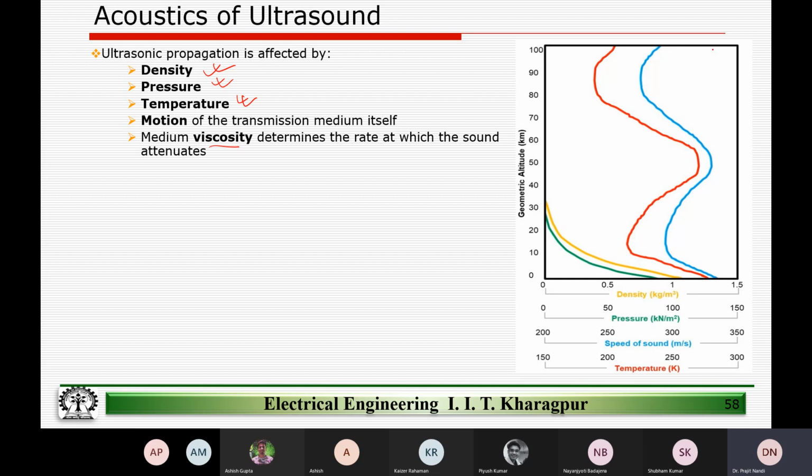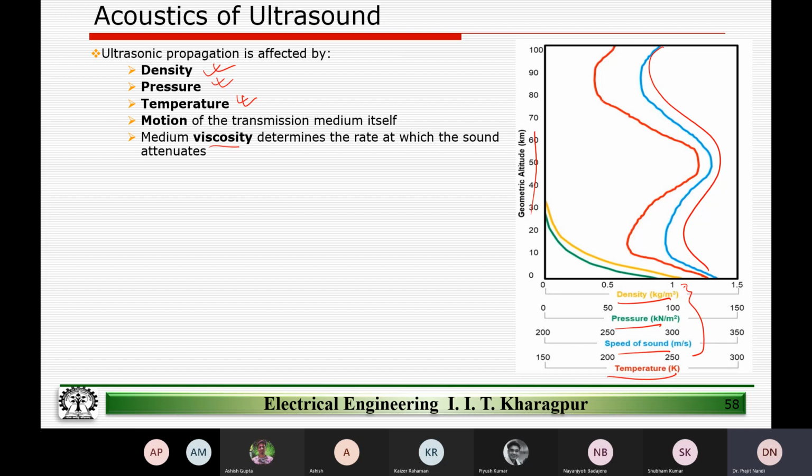On this graph, what I have shown is, let's say, the altitude, with this being sea level. The density is plotted on this axis, the yellow curve, and the temperature is in Kelvin. If we plot the altitude against these parameters, we can see how the velocity varies with altitude, density, pressure, and how the speed of sound, denoted by this curve, varies with temperature.